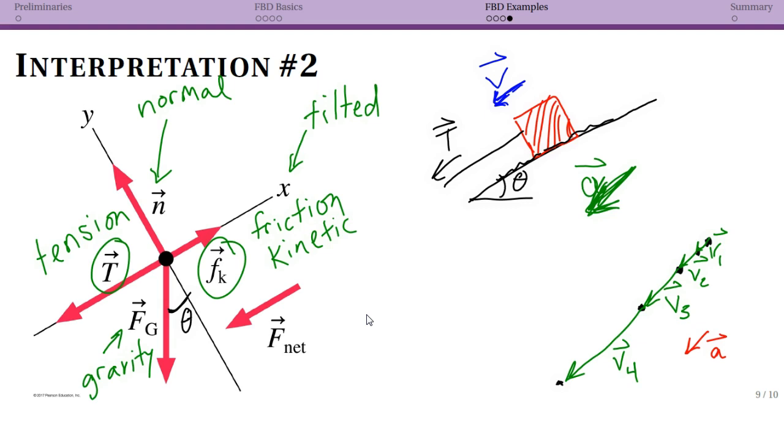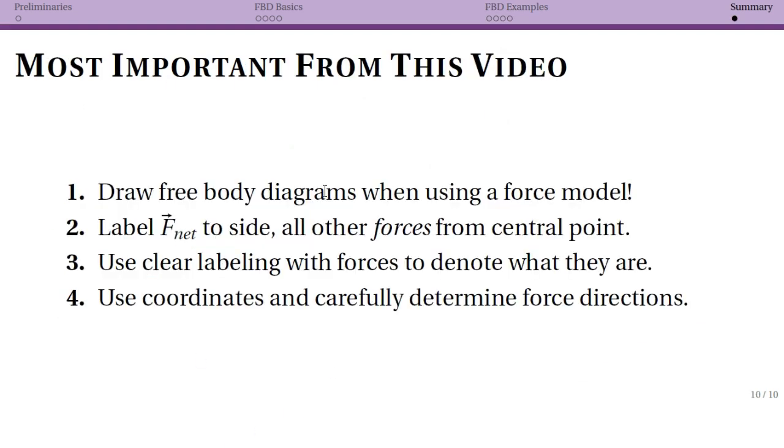Again, I just want to keep stressing that free body diagrams are important before you do any sort of calculation. Okay, just to quickly summarize, you should draw free body diagrams anytime you are using a force model. So we'll talk a little more in the next sequence of videos about what our two force models are. There's really just two different ones, but anytime you're using forces, there should be a free body diagram. Next, make sure that you're labeling your net force off to the side, and all other forces from that central point, which represents your object.